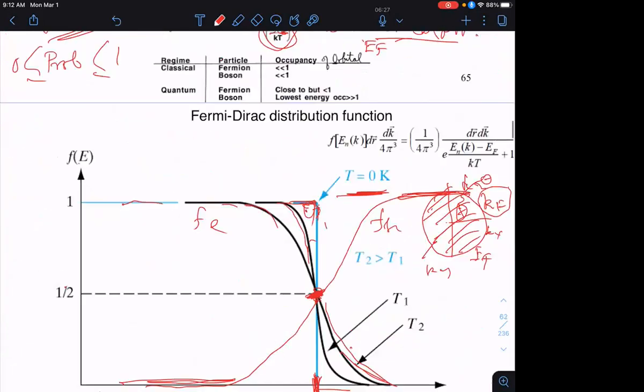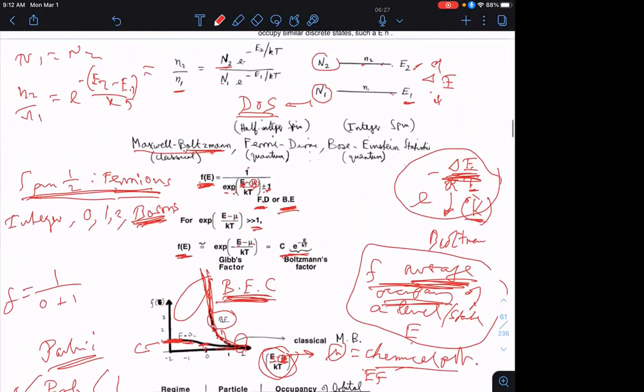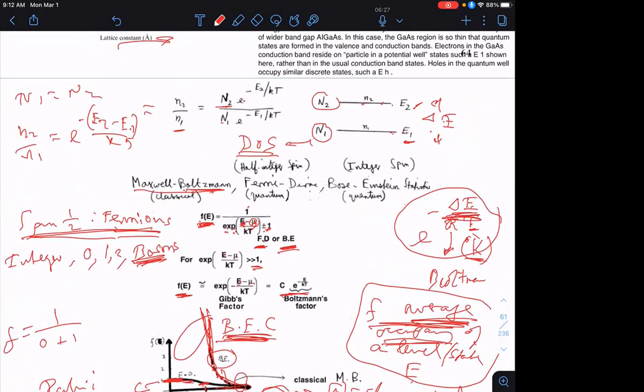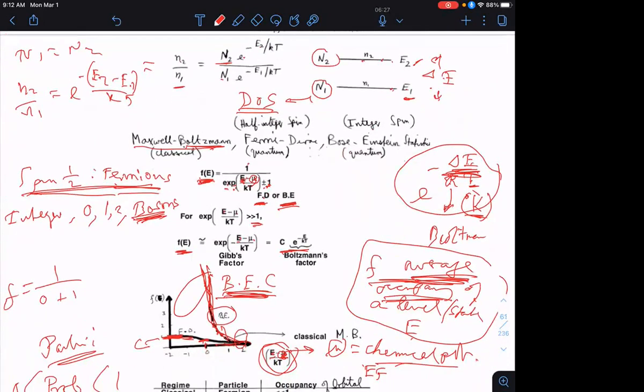Let me momentarily go back to the previous slides, where we said that the Fermi-Dirac distribution function is a quantum mechanical version of the classical Maxwell-Boltzmann distribution function, where the occupancy of higher lying energy states scales as e to the power minus delta E over kT, where delta E is the energy difference between the lower lying state and the higher lying state. So as I go to higher and higher energy, the occupancy of these higher lying states decreases exponentially with energy.